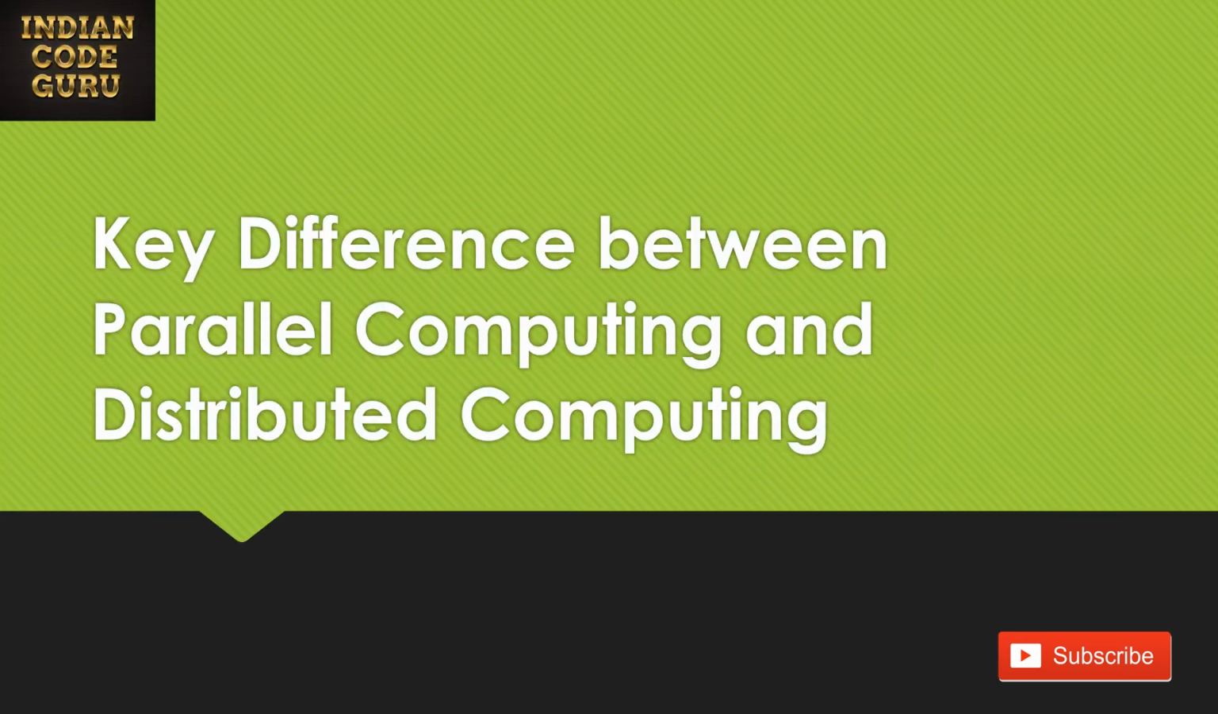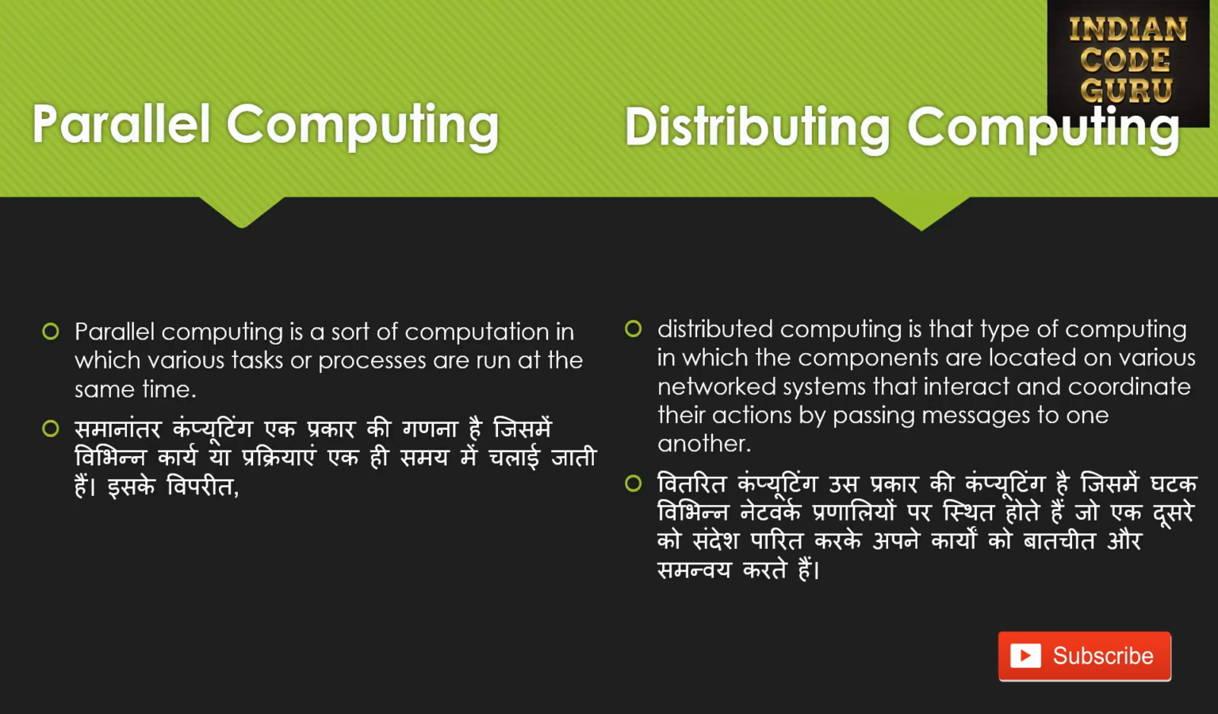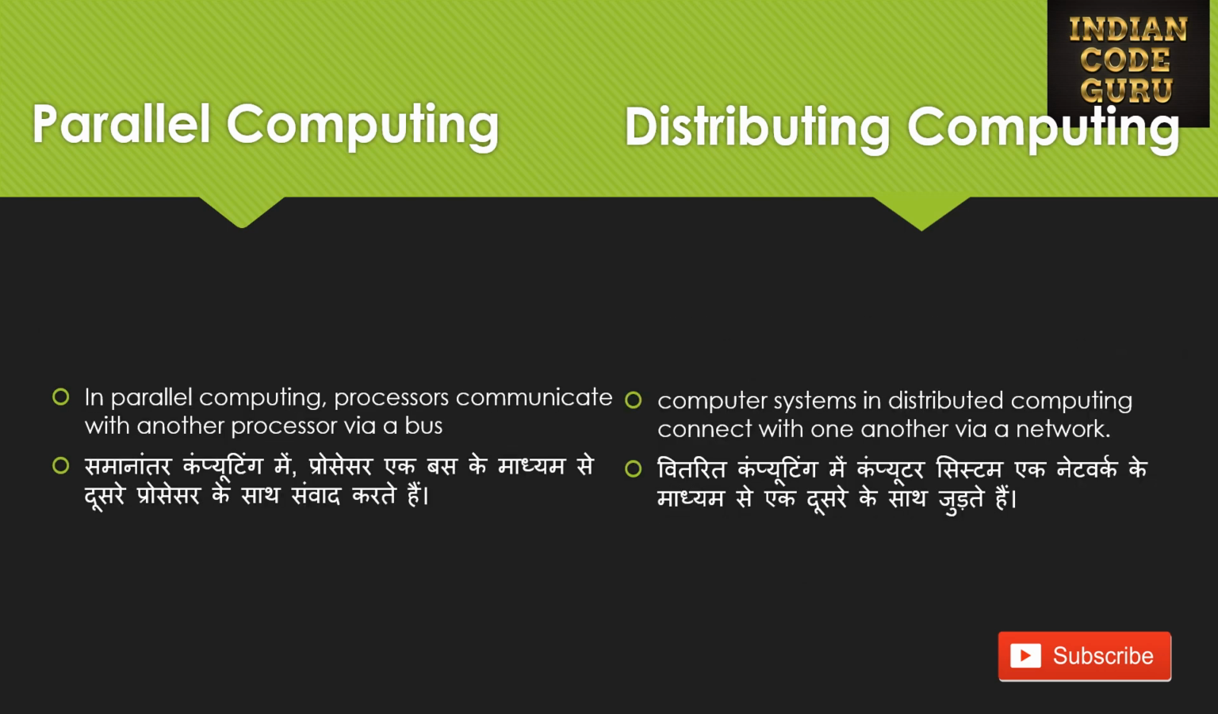Key difference between parallel computing and distributed computing. Parallel computing. Parallel computing is a sort of computation in which various tasks or processes are run at the same time. Distributed computing. Distributed computing is that type of computing in which the components are located on various networked systems that interact and coordinate their actions by passing messages to one another.